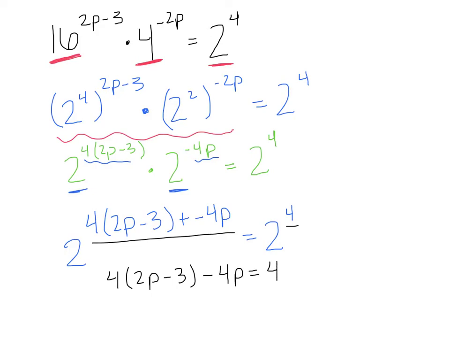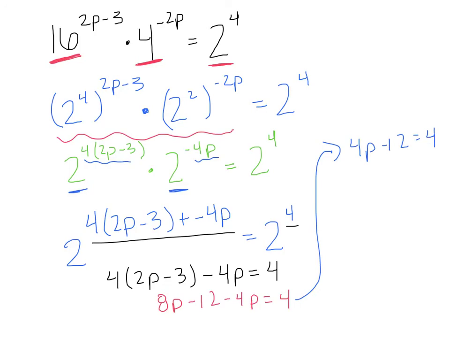So we have to start out distributing. So we're going to end up with 8p minus 12 minus 4p equals 4. Combine like terms, we'll get 4p minus 12 equals 4. Add 12 to both sides, so we end up with 4p equals 16, and p equals 4.